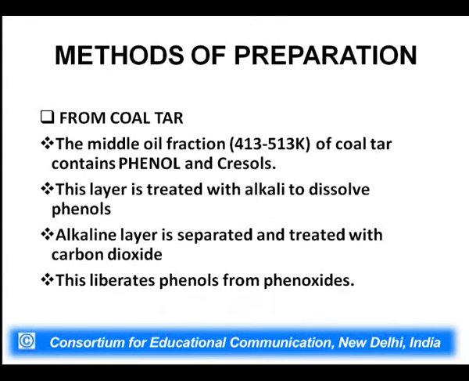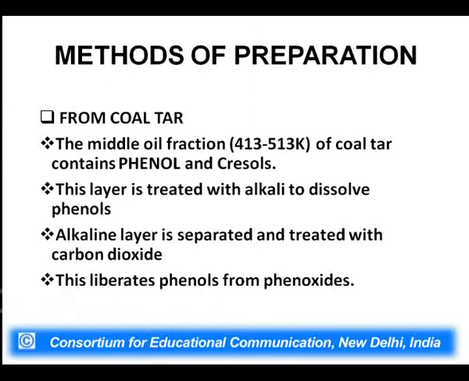Again, welcome back. In this session, we will be talking about methods of preparation of phenols. Initially, phenol was prepared from coal tar. We know that the middle oil fraction of coal tar, which has a boiling point between 413 to 513 Kelvin, contains phenol, cresols, and naphthalene. On cooling this fraction, naphthalene separates out. Then this phenolic layer is treated with alkali. When it is treated with alkali, it is separated from the rest of the oils. Then carbon dioxide is bubbled through it, when phenol is liberated from the phenoxides.